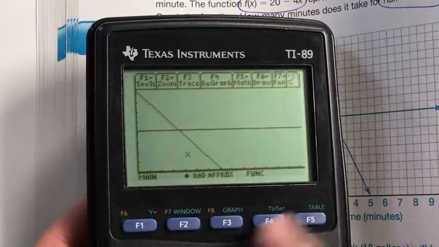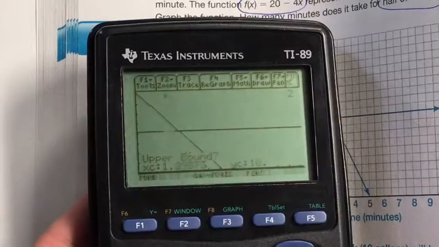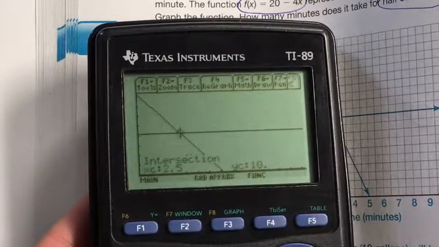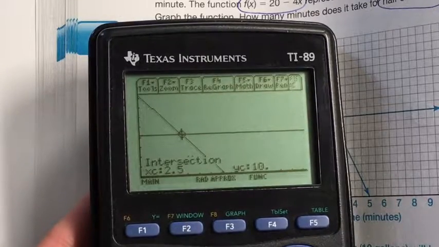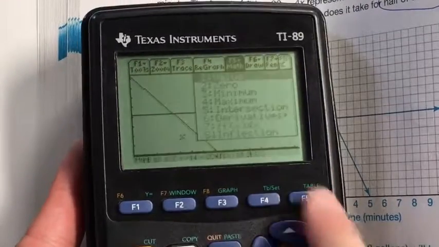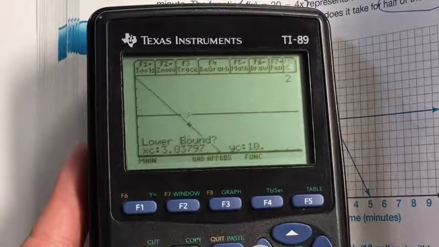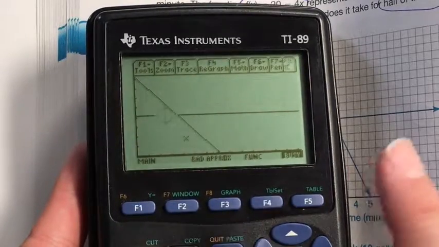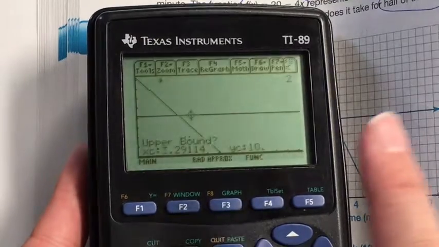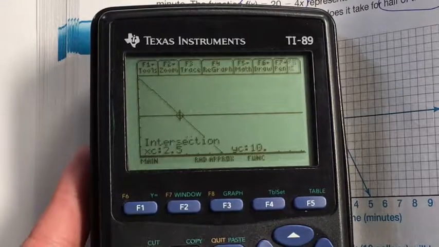So second, 5, enter, enter, lower bound. And then you go to the right of it, saying I want to look between here and here. And then it calculates 2.5. Okay, one more time. So math, intersect. Enter, enter, go to the left of the intersection, enter. Go to the right of the intersection, enter. Got it?